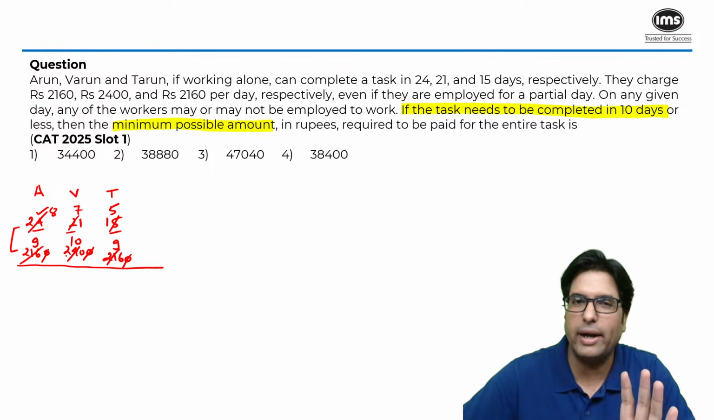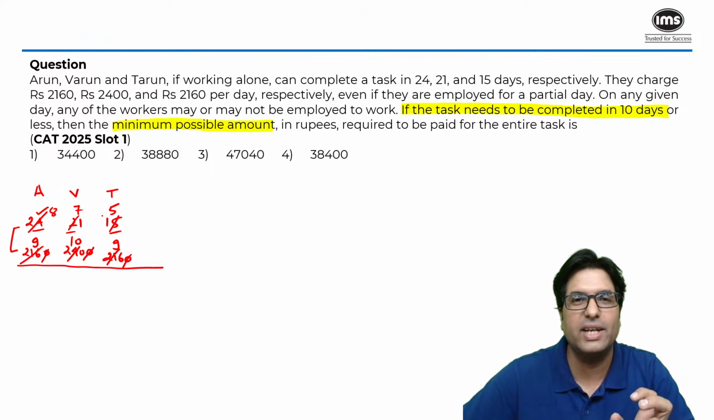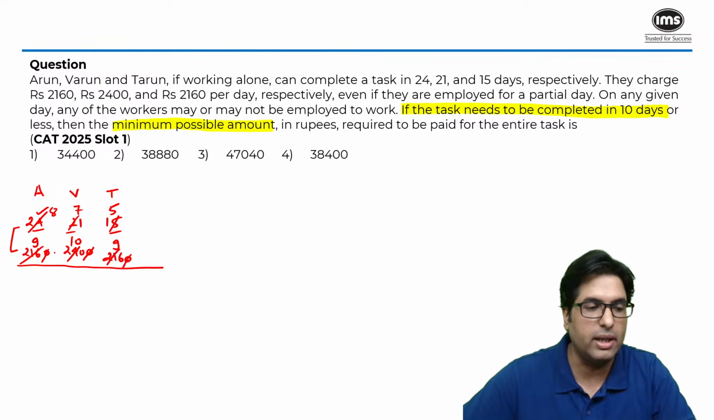So 9 is to 10 is to 9 is basically the ratio in which they charge per day, and 8 is to 7 is to 5 is the number of days that they take in ratio to complete the piece of work. So 8 9s are 72, 7 10s are 70, 9 5s are 45. Now what is this data telling me?